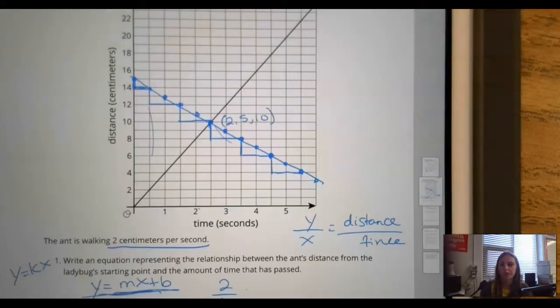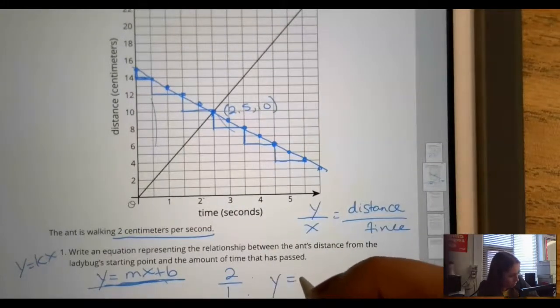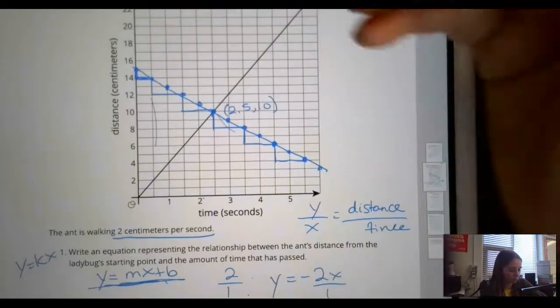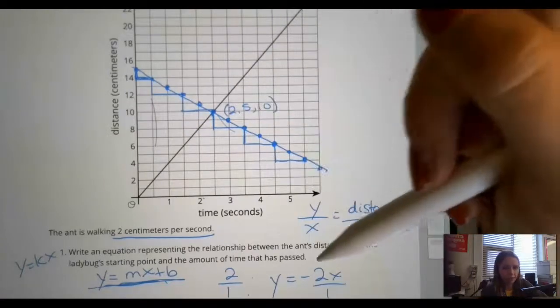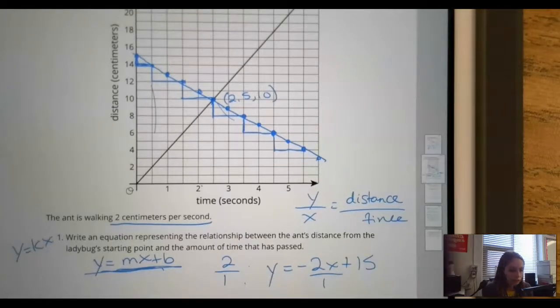So since our line hits the y-axis at 15, we can write our equation as y equals a negative 2x, because it's going downwards. So since we're going down, that has to be negative. And then we start at a positive 15. So that would be our equation representing the ant.